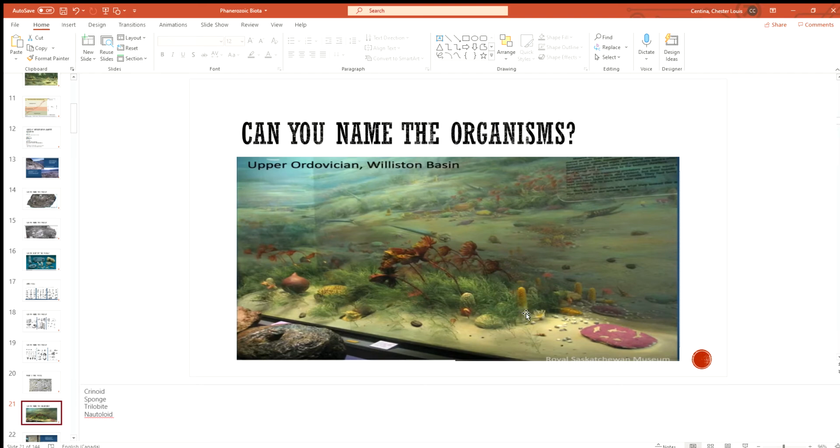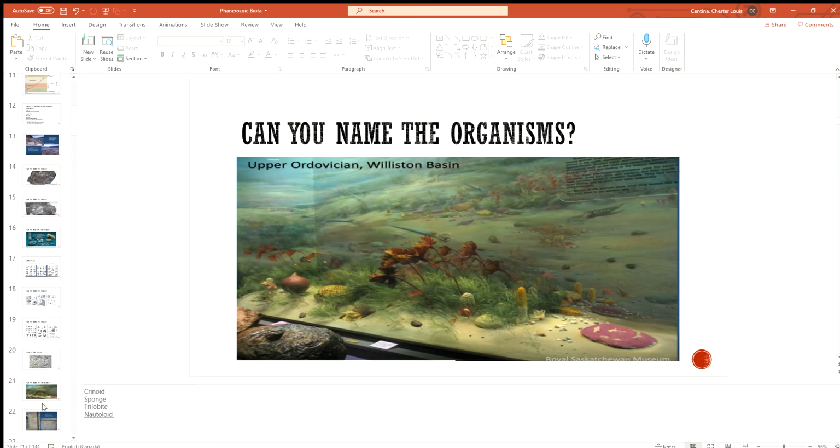Sponge, crinoid, trilobite here, a nautiloid somewhere here. Yes, this right here is a nautiloid. These squid-looking things, I thought this was a mollusk, but it's a nautiloid. And this is a sponge receptacle. Okay, next.